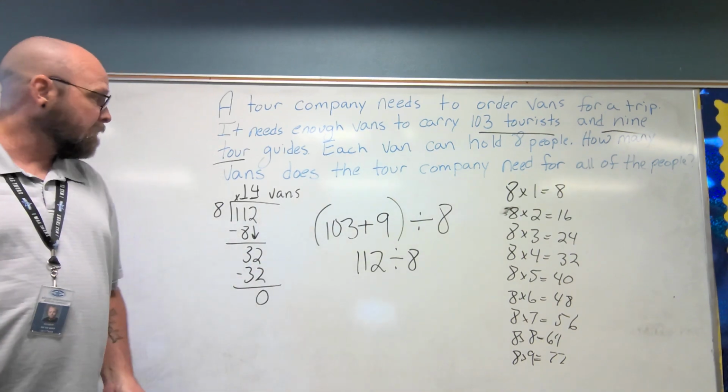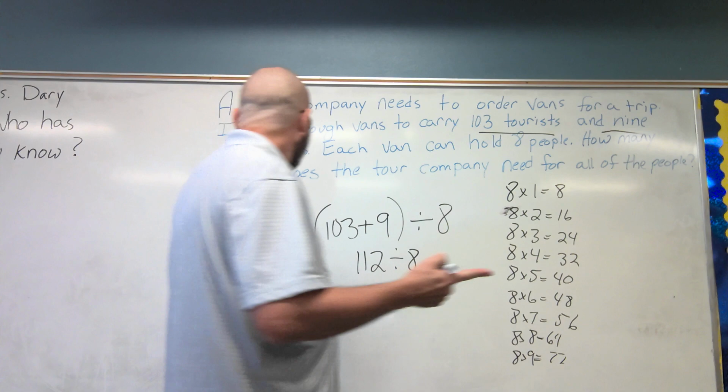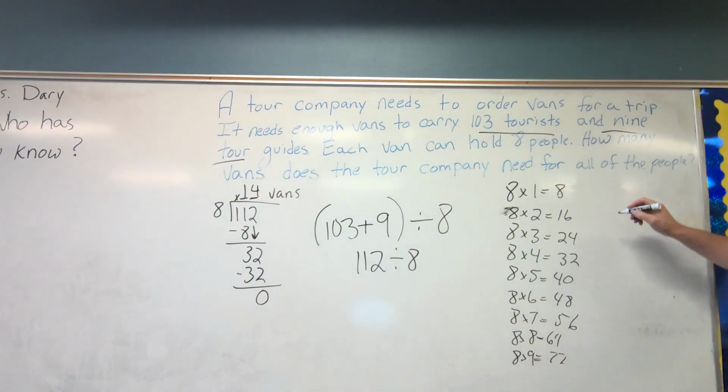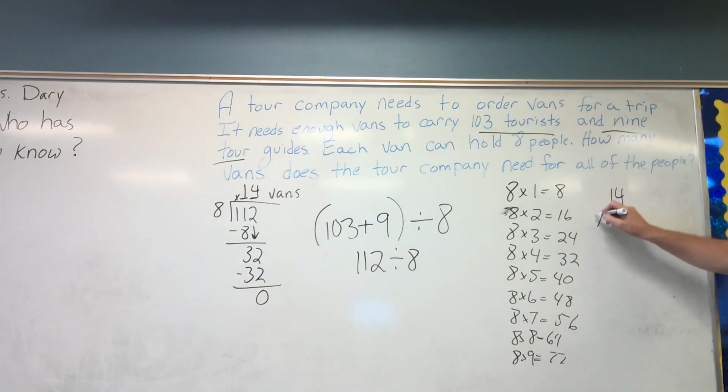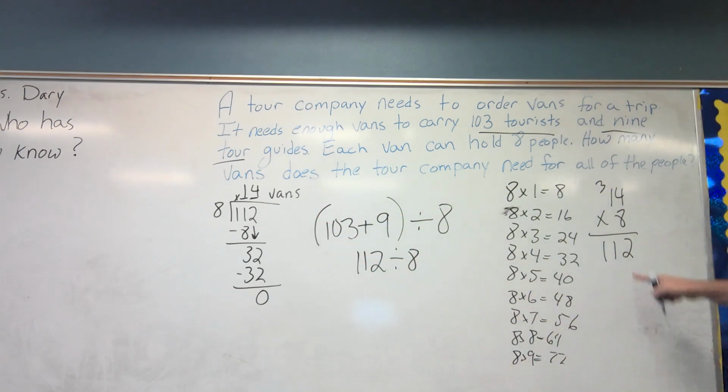But because Rebecca always yells at me and wants to make sure I check my work, because she wants me to know I get it right, I can multiply 14 times 8, and I get 112, which is the same, 112 people for the vans.